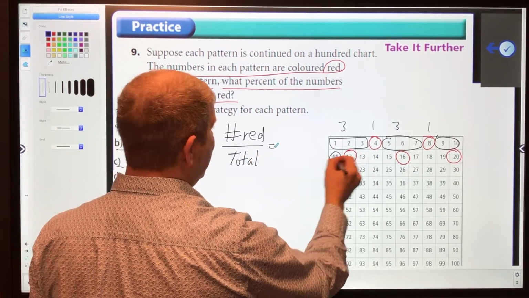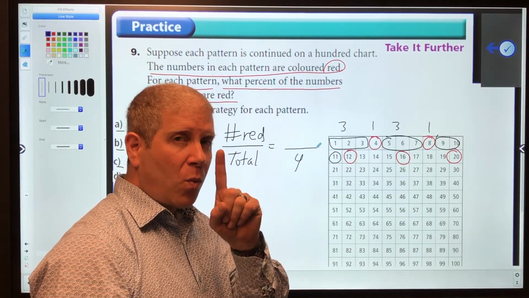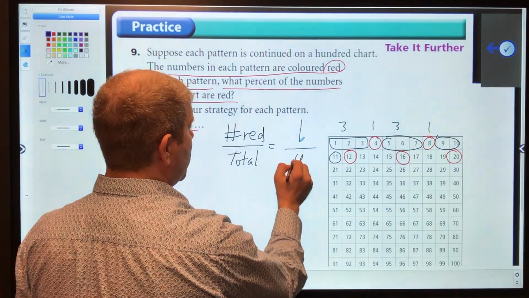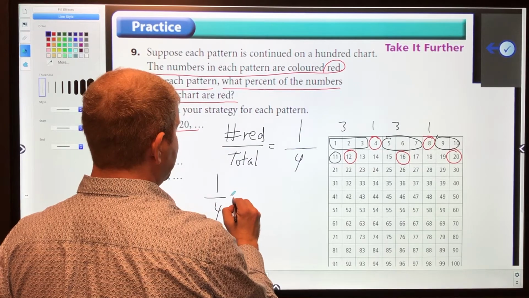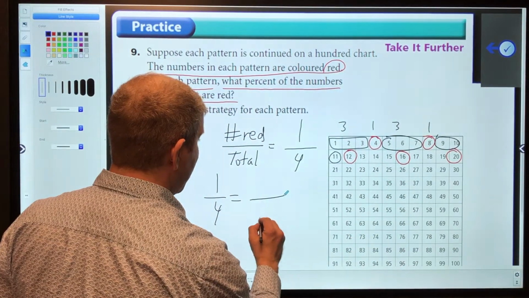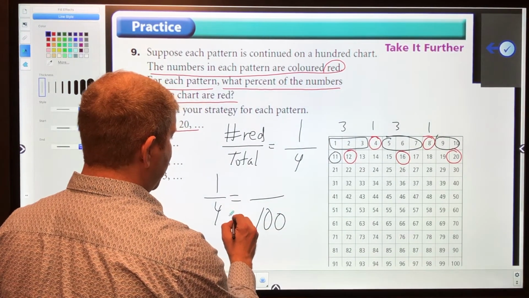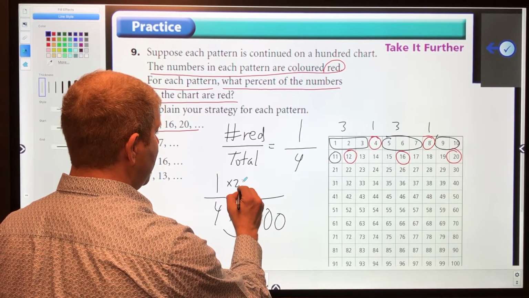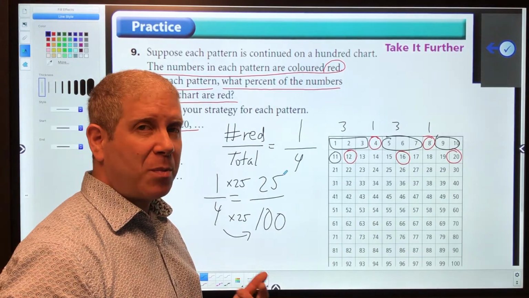I know that out of every 4, if my total is 4, 1 out of every 4 is red. So I can say my number of red is 1 over 4. Now, we have 100 as our total, so let's make 100 our total instead. How do we go from 4 to 100? We multiply by 25, and we do the same to the numerator. So out of 100, we would expect that 25 would be red.